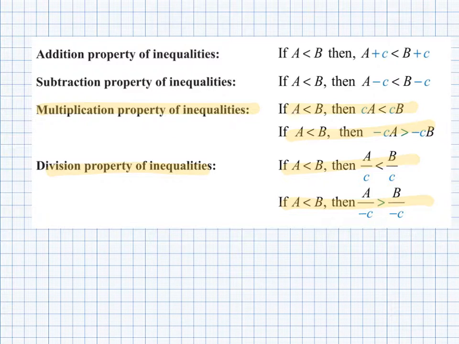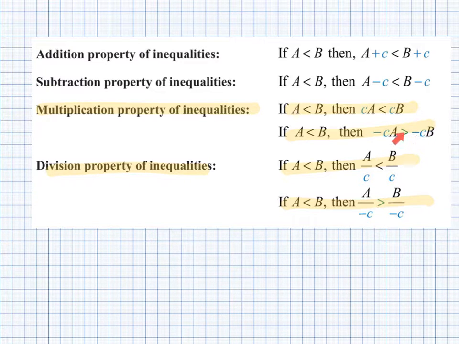We had the addition property of inequalities, which was if A is less than B, then A plus C is less than B plus C. Subtraction property of inequalities, if A is less than B, then A minus C is less than B minus C. Multiplication property of inequalities, if A is less than B, then C times A is less than C times B. And if A is less than B, then negative C times A is greater than negative C times B.